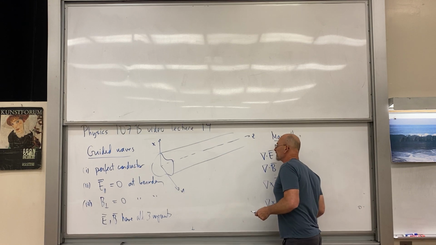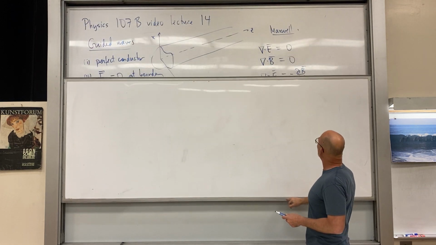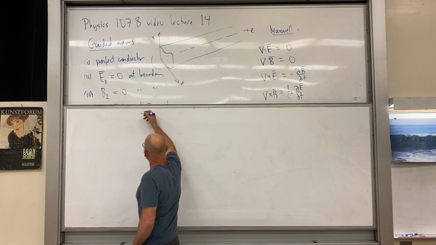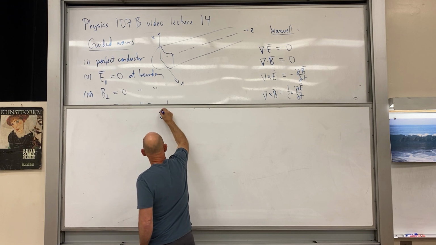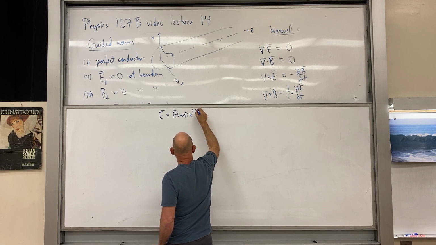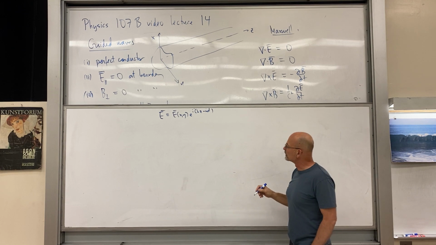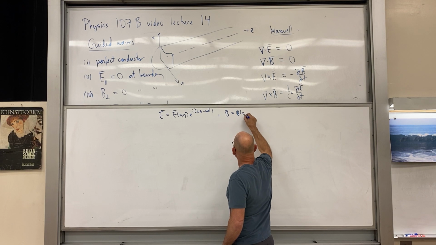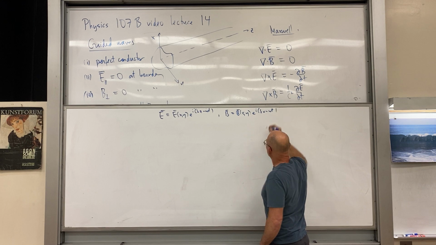So let's see here. The next thing, I want to fit everything on one board so we can stare at it. So our solutions are going to be of this form: E of X and Y, e to the i(kz minus omega t). We're going to have the same thing for the B field as well. Like I said, all three components, B of X and Y, e to the i(kz minus omega t).